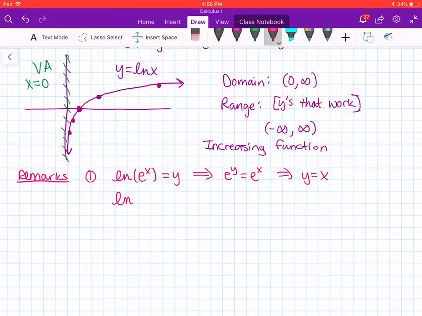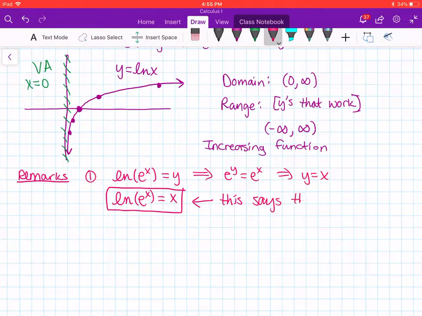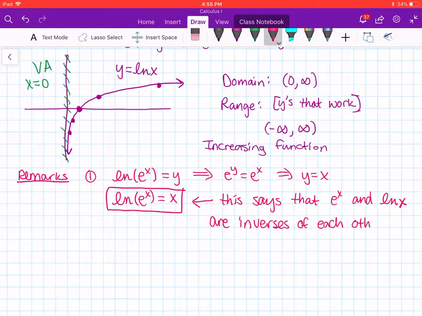So the first thing that we have is, if we take the natural log of e to the x, we get x back. That's a special property: they're inverses. This says that e to the x and natural log of x are inverses of each other. Maybe you remember that from back in high school of how to find inverses, but there we go.